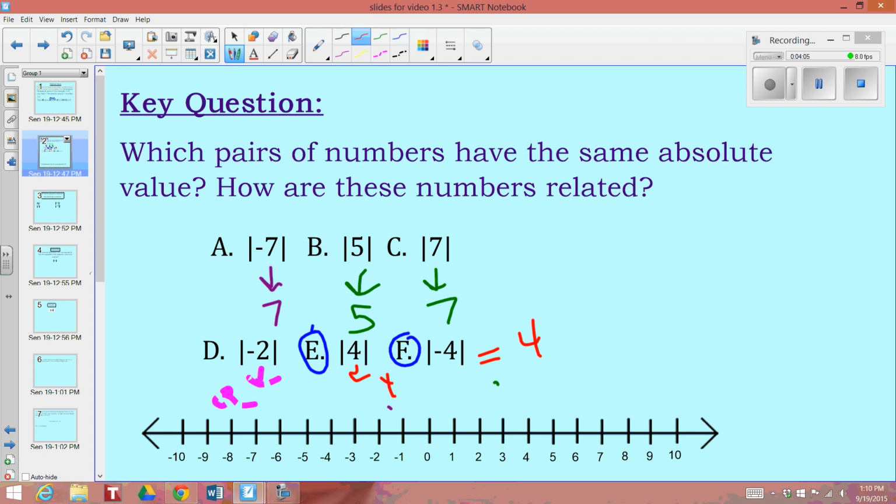I also notice that the absolute value in letter A and letter C are the same. -7 is 7 units from 0, and positive 7 is 7 units from 0. So the absolute value of -7 and positive 7 are the same. I don't think I see any more pairs because in letter B, we have an absolute value of 5, and in letter D, it's an absolute value of 2, and those aren't the same. So the absolute value of 5 and the absolute value of -2 do not have the same absolute value.